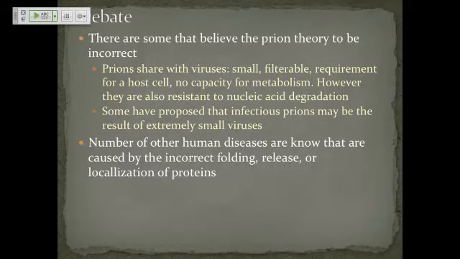So there is some debate about whether the proteins are truly autonomous, so to speak, or not. They share a lot of characteristics with viruses, which is why I thought it might be appropriate to talk about this stuff during this class. As we know from earlier in the quarter, viruses are small and filterable, if you remember back to TMV. Prions share these things with them: small, filterable, requirement for a host cell. Viruses, as we've learned this quarter, don't do any reproducing outside of cells. They have no capacity for metabolism on their own.